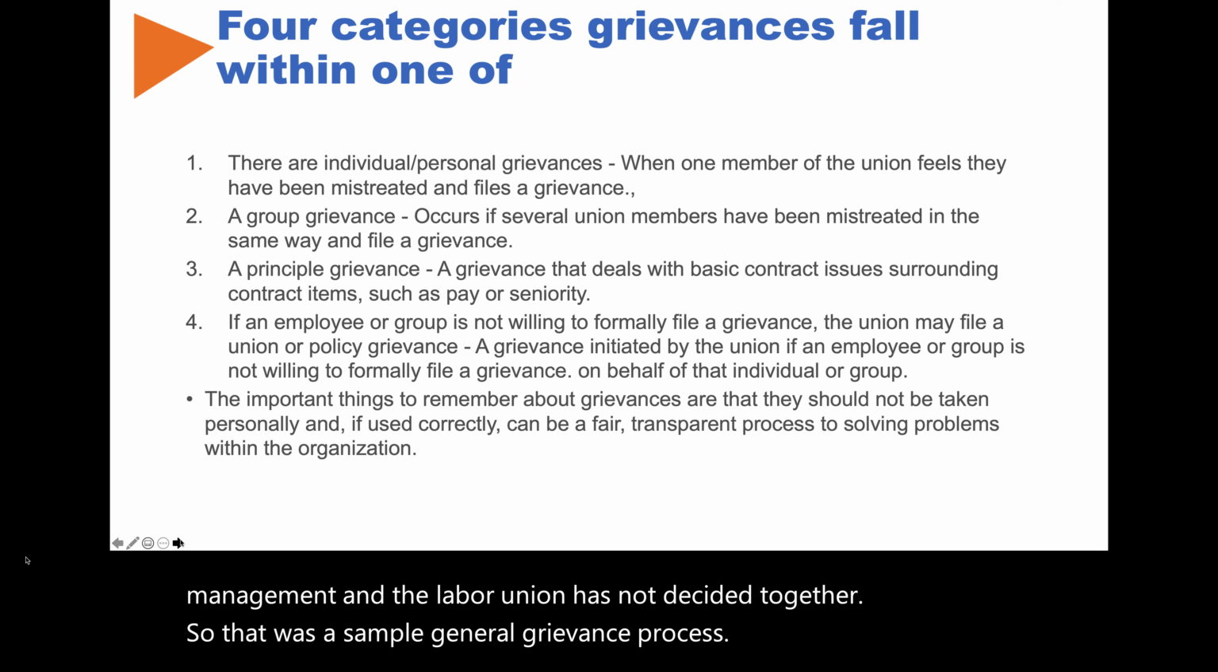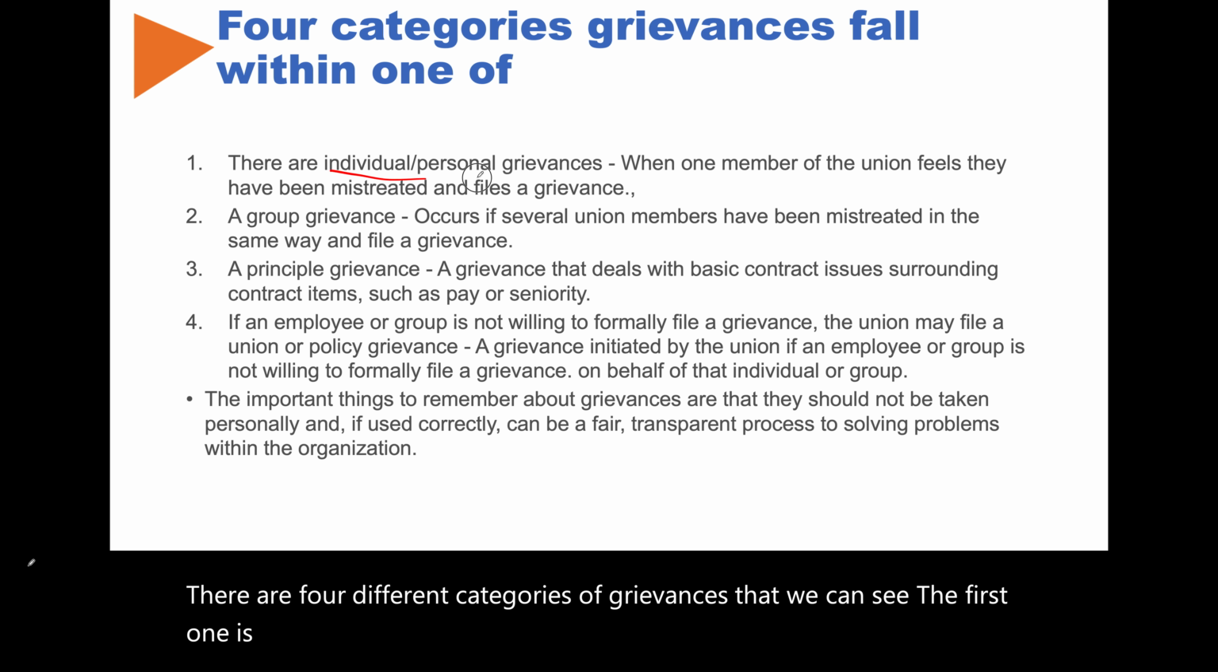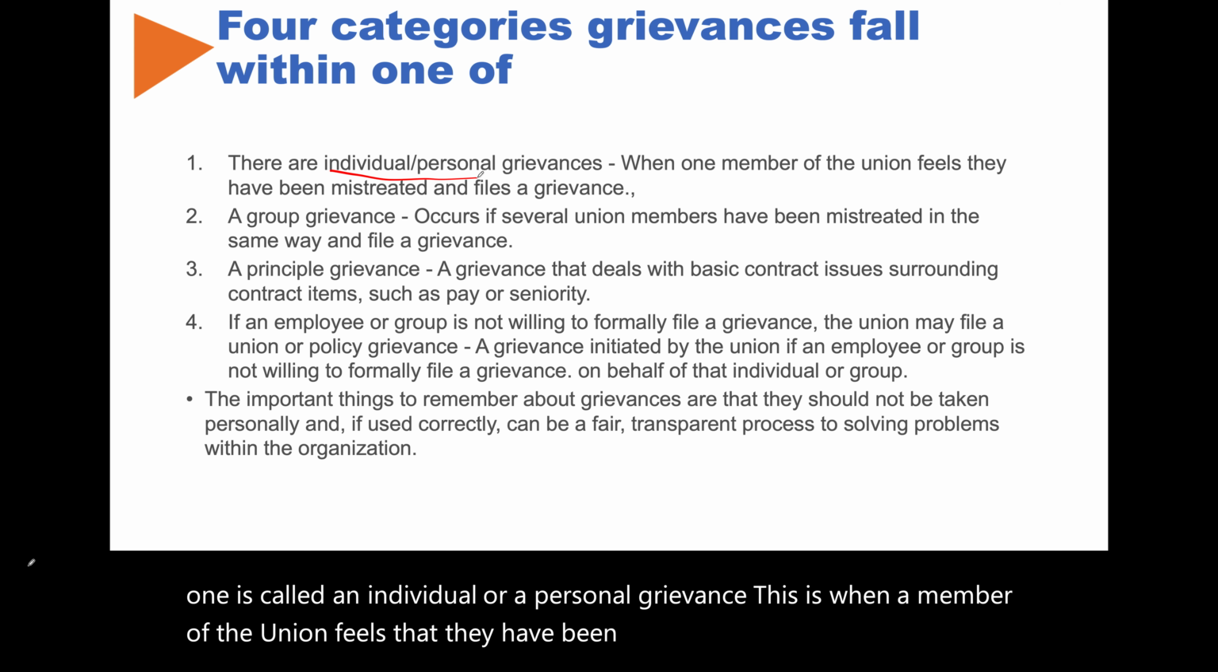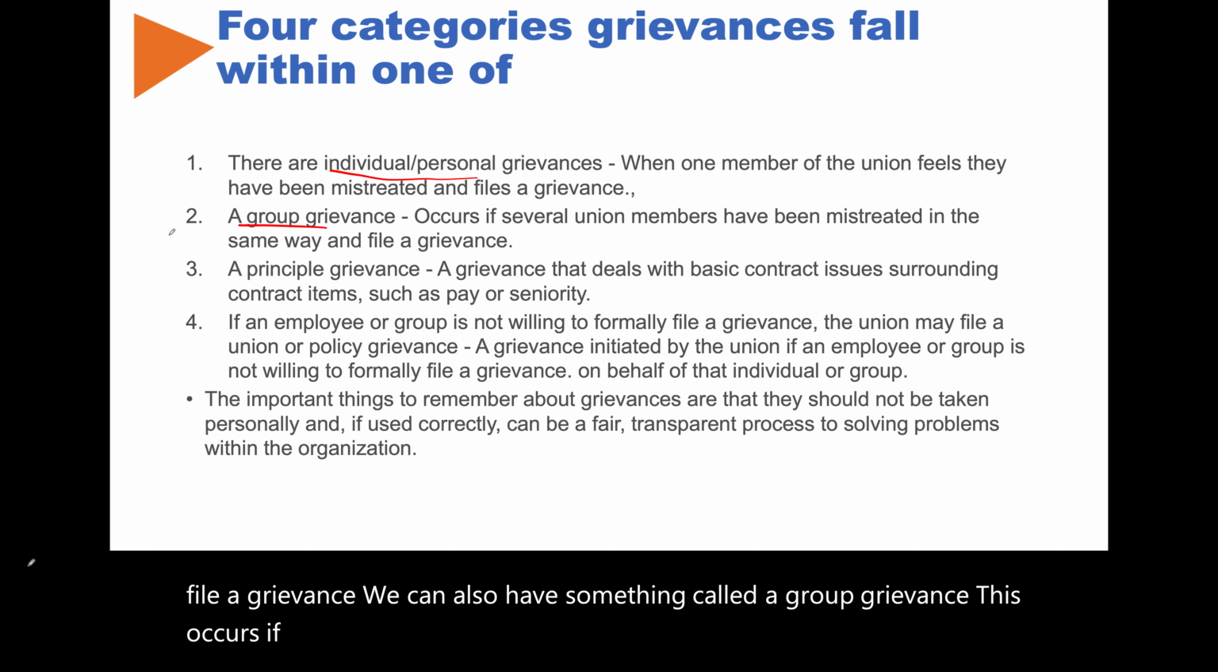There are 4 different categories of grievances that we can see. The first one is called an individual or a personal grievance. This is when a member of the union feels that they have been mistreated specifically and they will file a grievance. We can also have something called a group grievance. This occurs if many union members feel that they have been mistreated in the same way and they can file a grievance together.